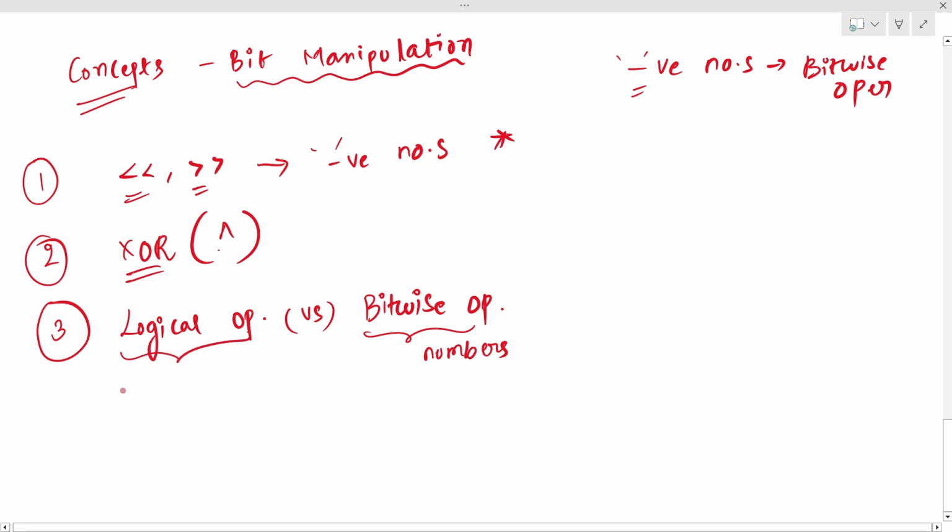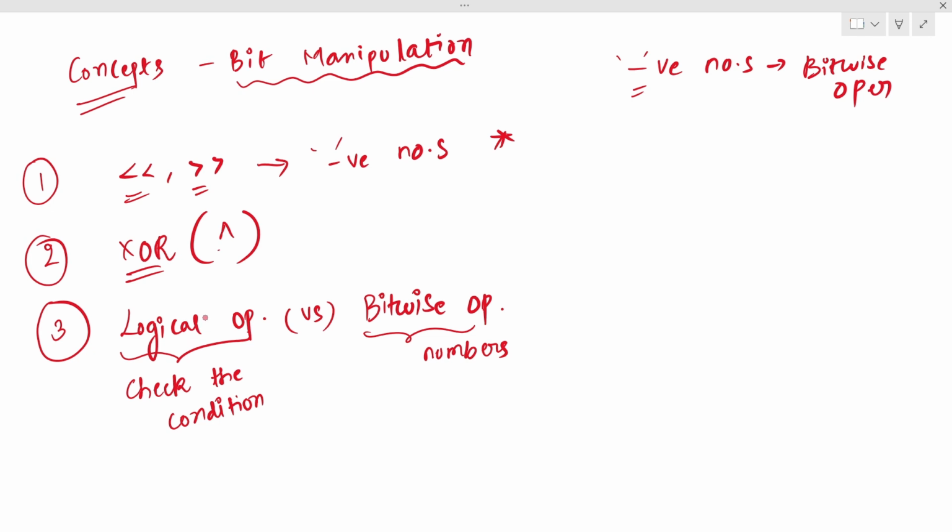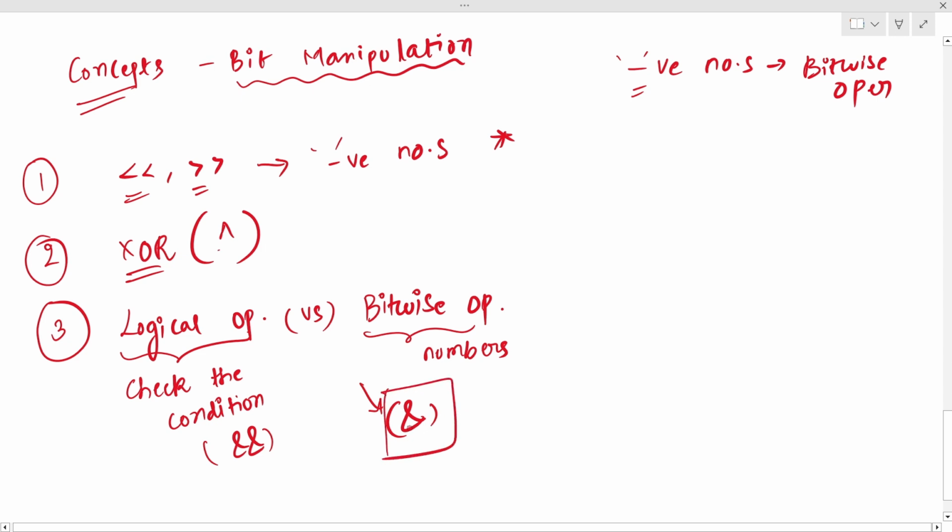But what is a logical operator? It is used to check a condition. That means if both statements are logically true or false, you can check it using logical operators. Okay, and don't get confused: double AND is different and single AND is different. Hope you know this, right? While discussing anything about bit manipulation, we use single AND, single OR, and single XOR, like this. Okay, so know the difference between these both.